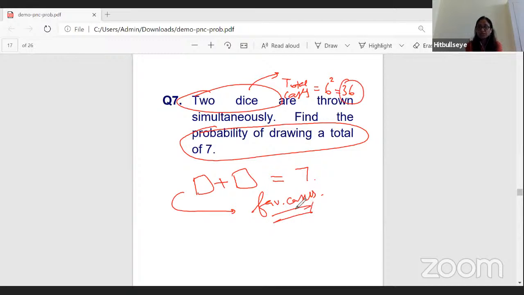So Zoya has given the correct answer. Very good, Zoya. Anyone else ready with the answer? Think of how many cases will give you a sum of 7.